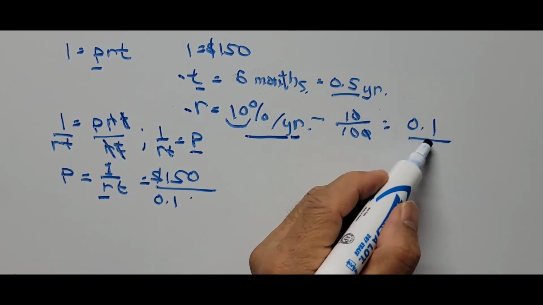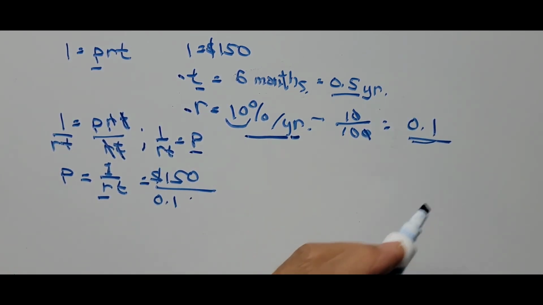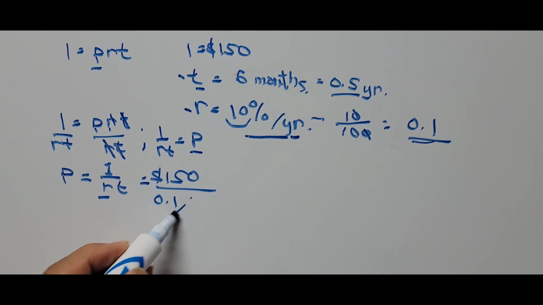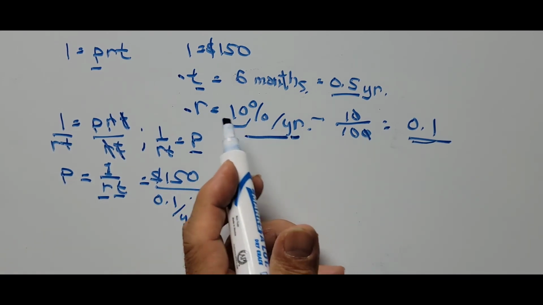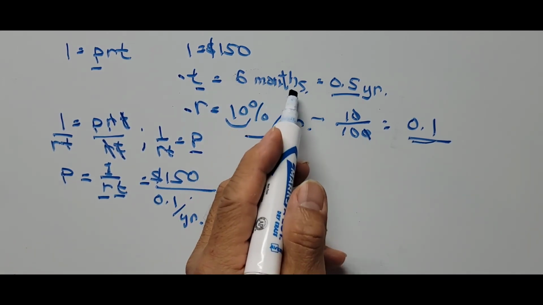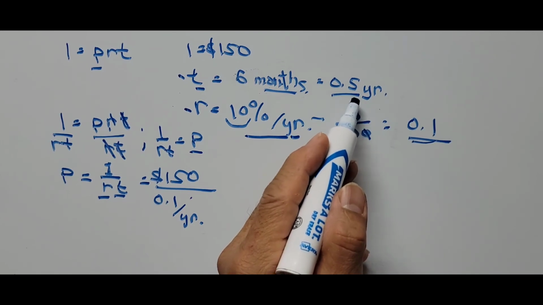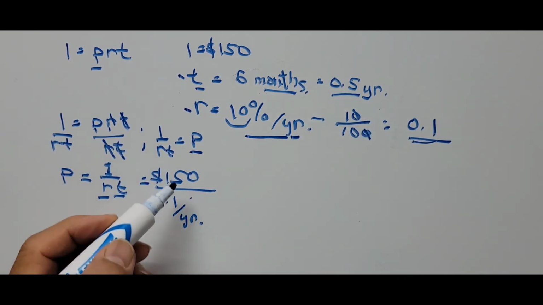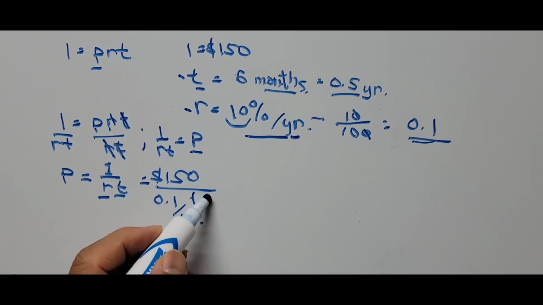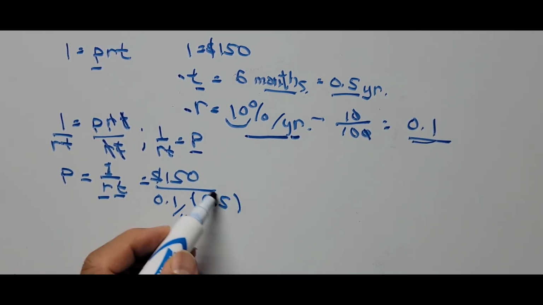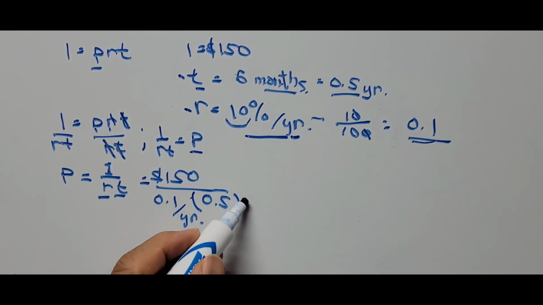Now that is in decimal form, so that is now per year. That's what it is right there. And the time here, from the unit expressed in months, converted to year, is 0.5 in a year. So that is now multiplied by 0.5, and the unit here is year.